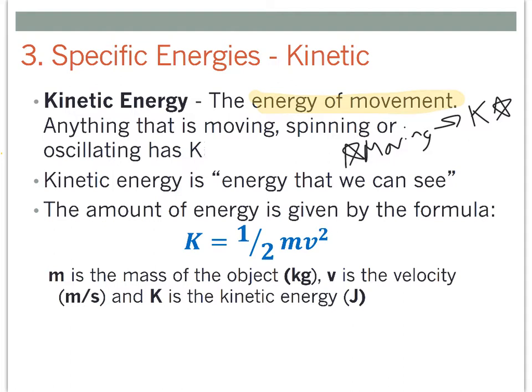Sometimes you hear kinetic energy referred to as the energy that you can see, because it's very obvious if an object has kinetic energy, because we just need to look and see whether or not it's moving. The way we calculate the amount of kinetic energy is given by this formula here. K is equal to 1/2 mv squared. K is our kinetic energy measured in joules, of course. m is our mass, and v is our velocity, squared. So you can see for an object to have kinetic energy, all we need is a velocity.